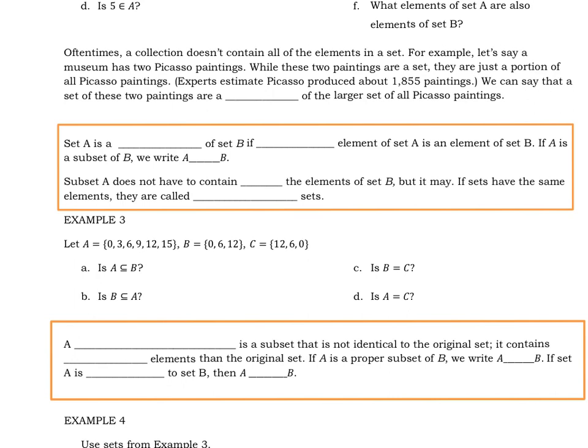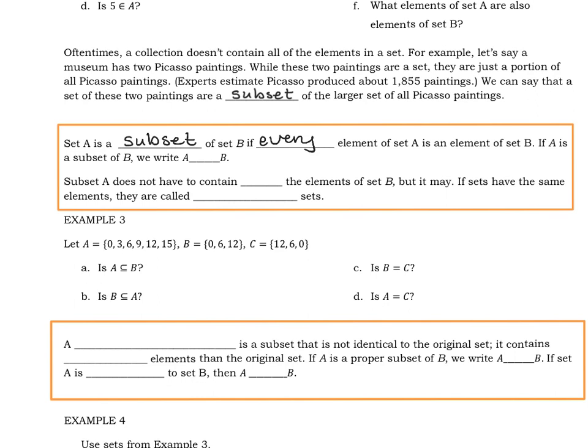We can say that a set of these 2 paintings is a subset of the larger set of all Picasso paintings. Now there's an example. We have some formal definitions here. Set A is a subset of set B if every element of set A is an element of set B.